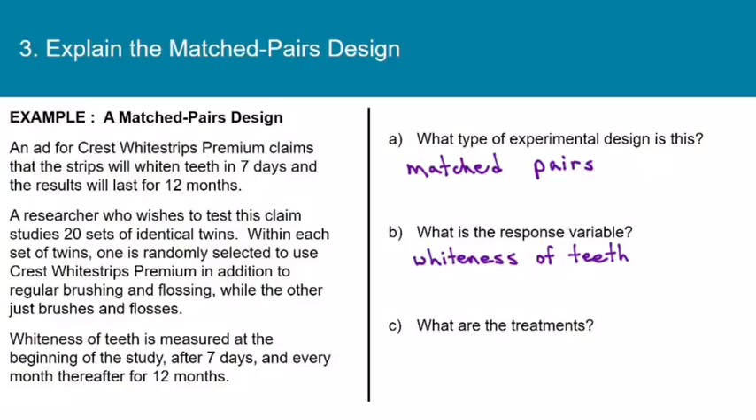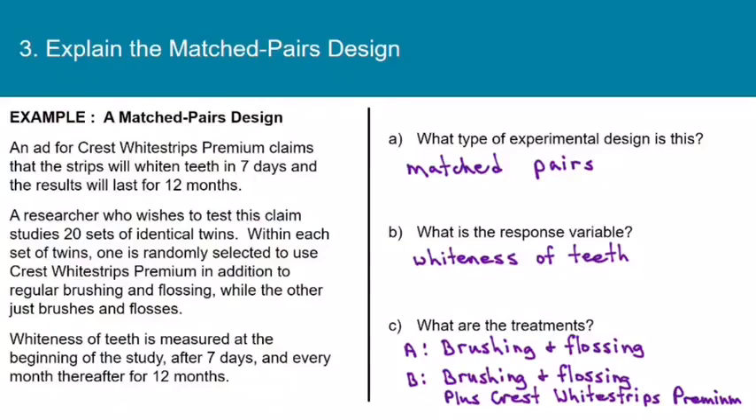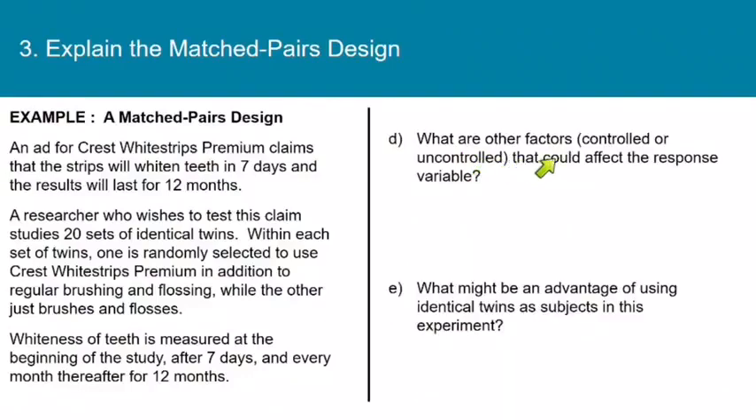And what are the treatments? Well, they either brush and floss and nothing else, or they brush, floss, and use white strips. So treatment A would be brushing and flossing, and treatment B would be brushing and flossing plus using the white strips. Okay, what are some other factors, controlled or uncontrolled, that could affect the response variable?